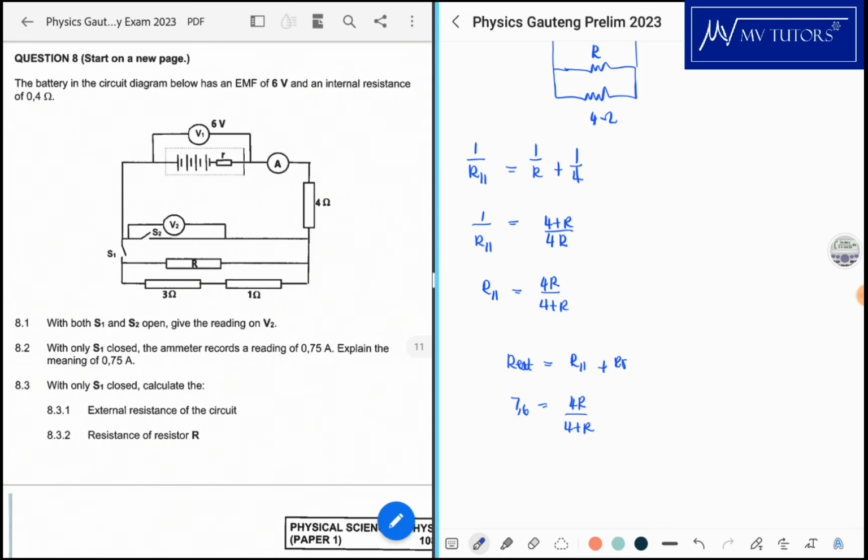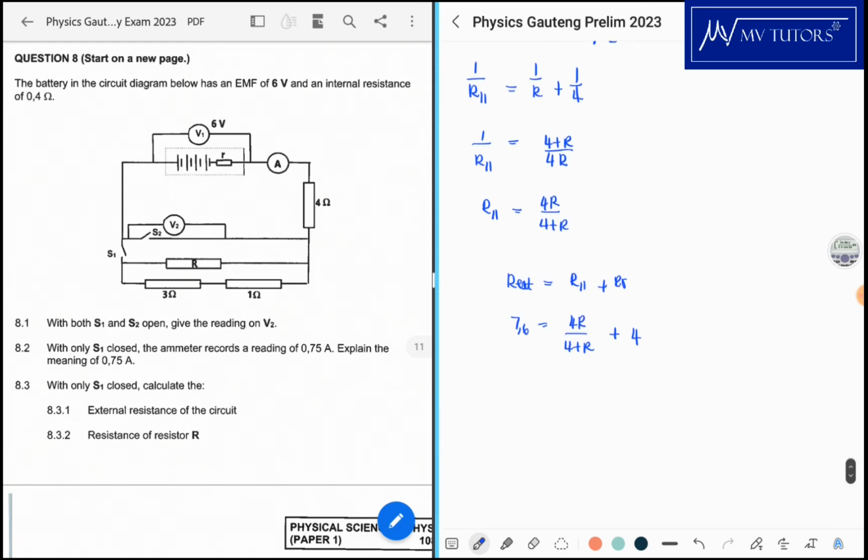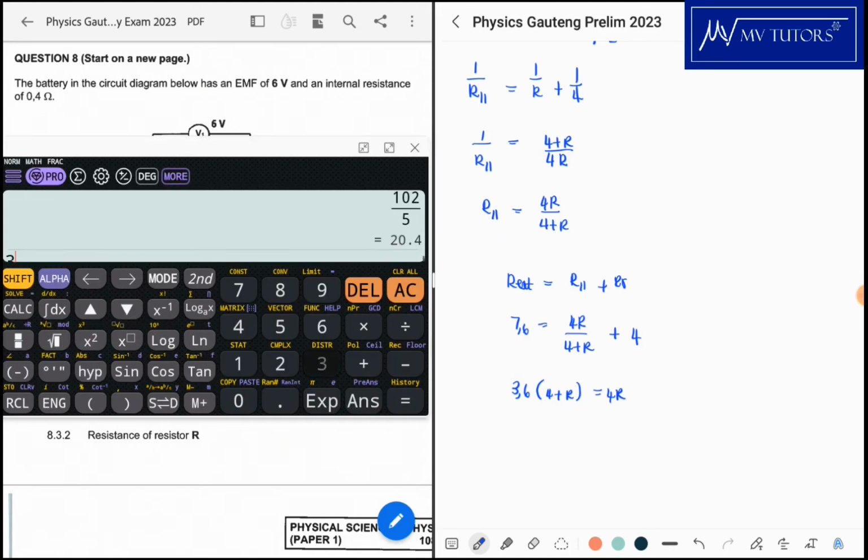Okay, and then the resistor in series there is 4. So 7,6 minus 4, we get 3,6 multiplied by 4 plus R is equal to 4R. So we have 3,6 times 4, which is 14,4. And then plus 3,6R is equal to 4R. So 4 minus 3,6, that is 0,4.